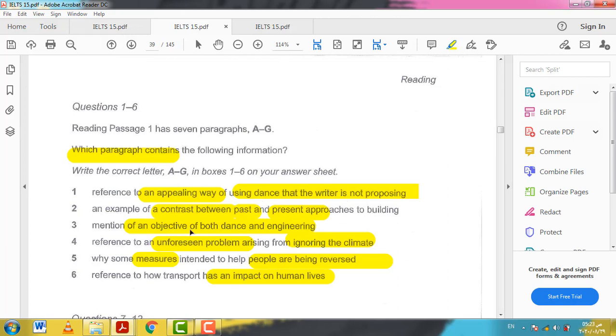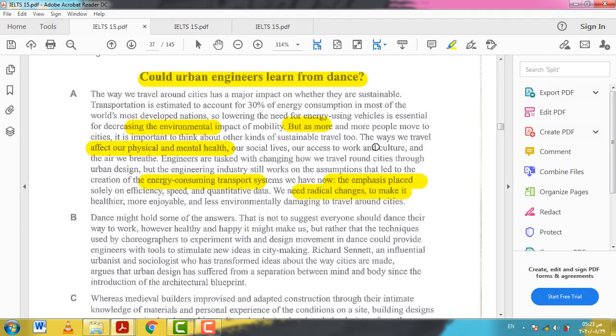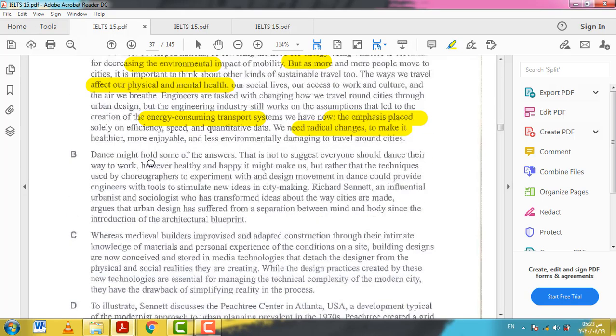No contrast, no objective. Measures: transport has an impact on human lives, because it says the ways we travel affect our physical and mental health. Paragraph B. Dance might hold some of the answers. That's not to suggest everyone should dance their way to work.